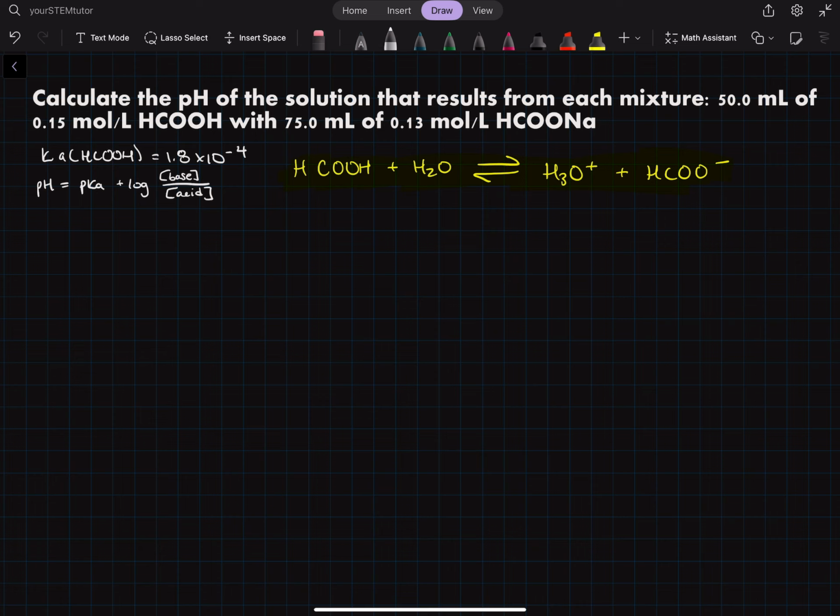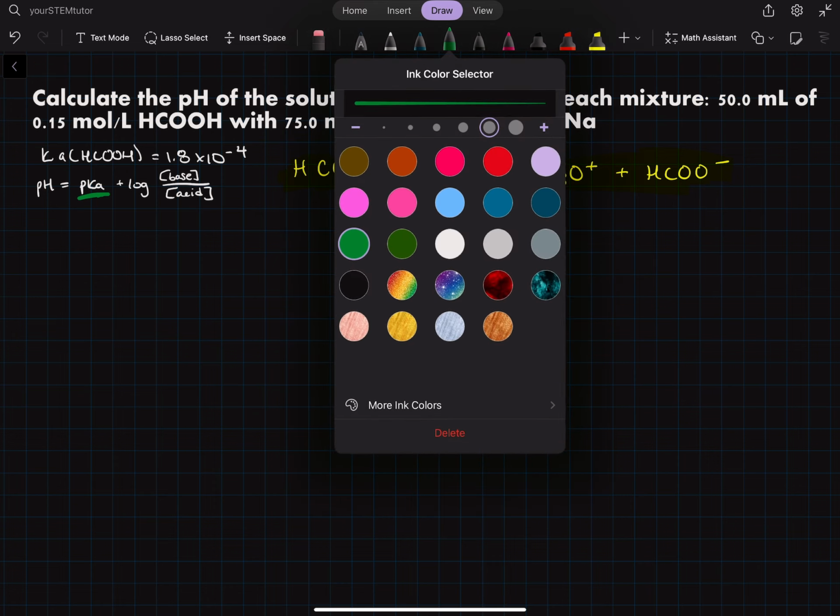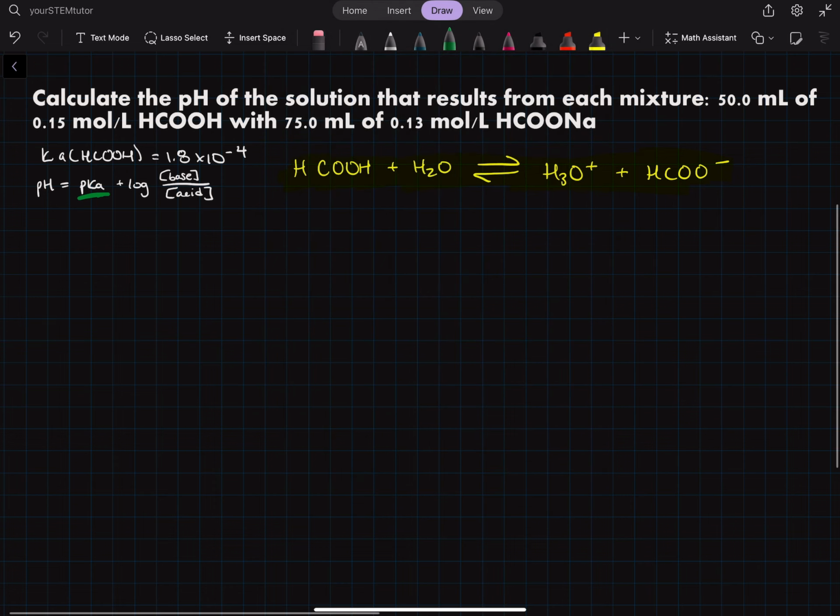So the first thing we're going to do is start with finding our pKa. It's equal to the negative log of our Ka. So it's pretty easy to find in this circumstance. It's going to be the negative log of 1.8 times 10 to the negative 4, so it is equal to 3.745. So not too bad there, but it's this next part that's going to be a little tricky for us.